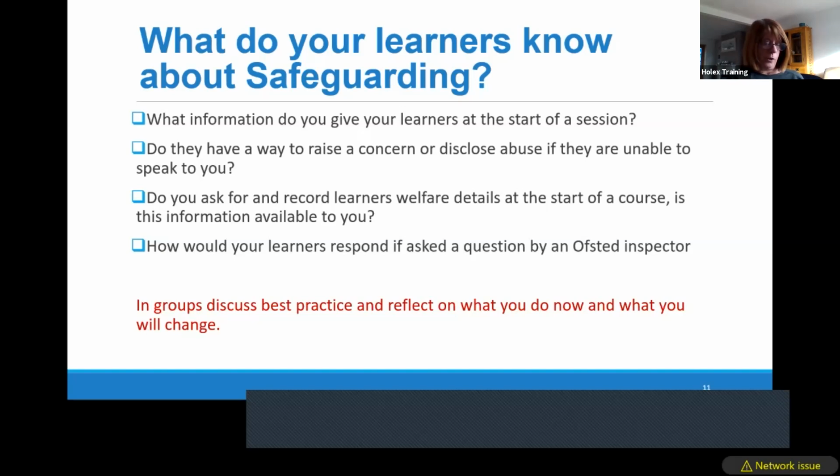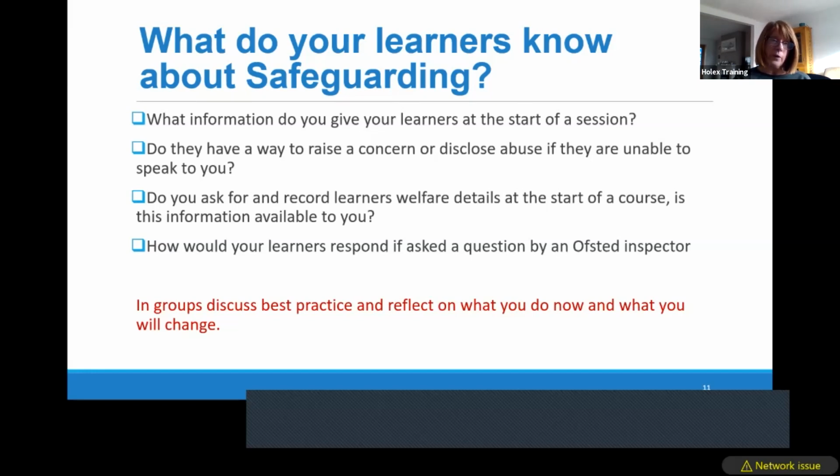How would your learners respond if they were asked a question by Ofsted? Or would they know what to do if they had a concern? Because this isn't just about Ofsted, but it's obviously something that happens. They speak to learners. So the sorts of questions they might ask them is, do they feel safe? This would also apply to apprentices. So do they feel safe while they're on their provider's premises, when they're at work?